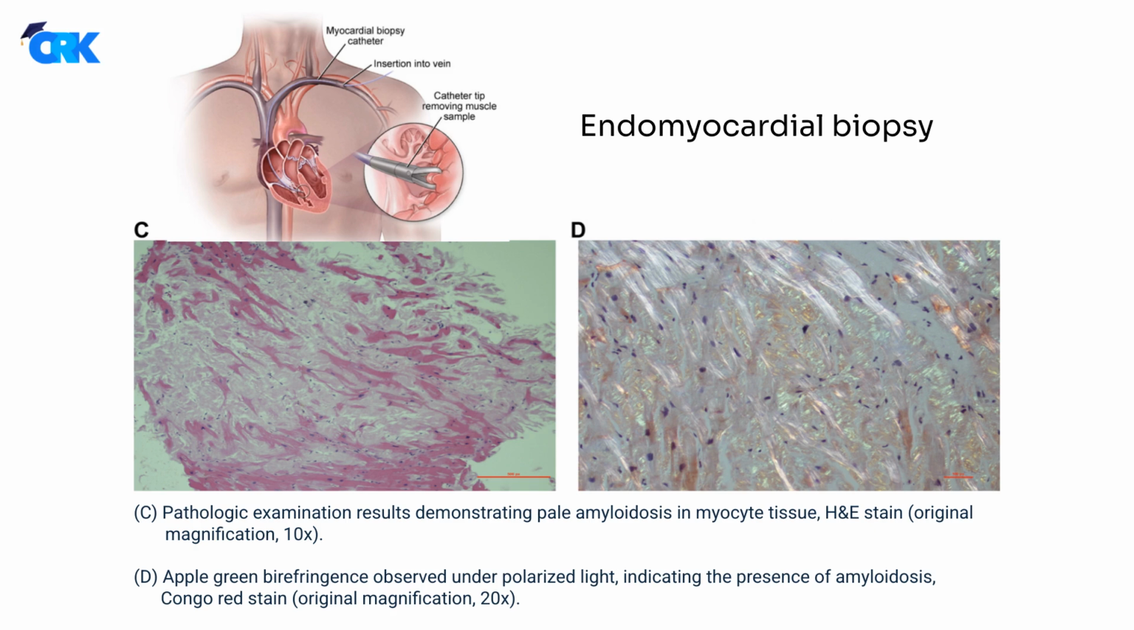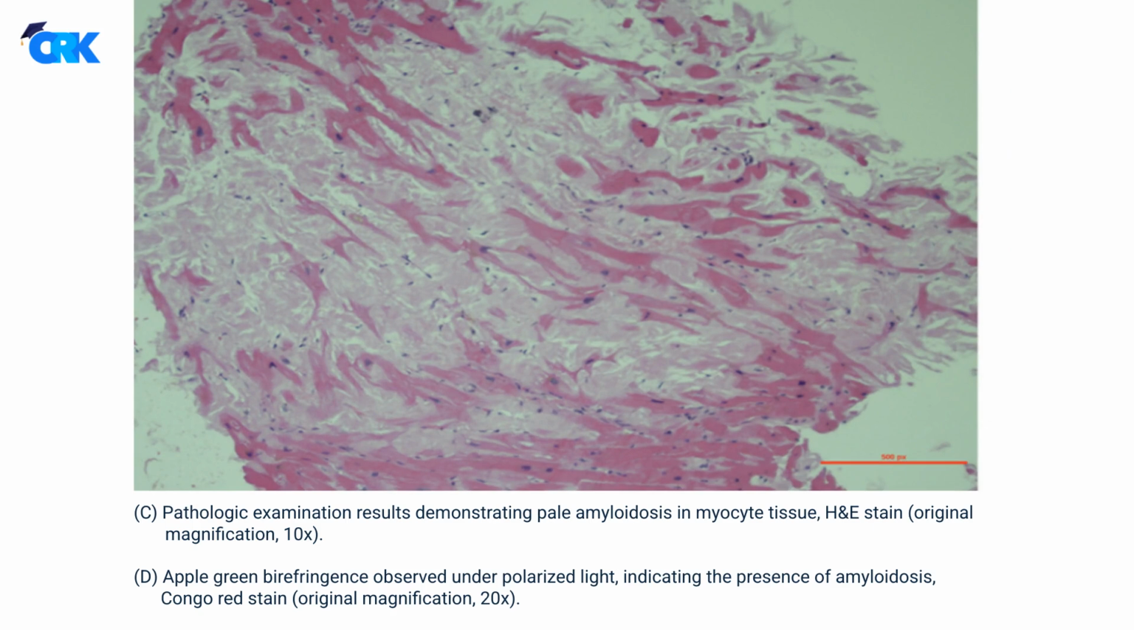Let's look at the biopsy results that led to this diagnosis. Figure C displays a histologic section of myocardial tissue stained with hematoxylin and eosin, H&E, at 10x magnification. Notice the pale, amorphous deposits interspersed between myocytes. These are classic for amyloid infiltration, reflecting displacement of normal myocardial architecture by amyloid fibrils.